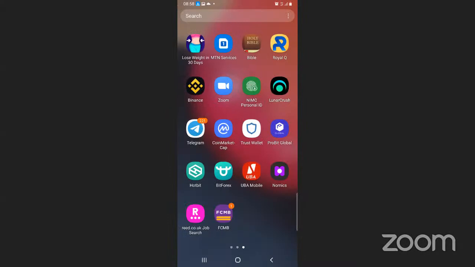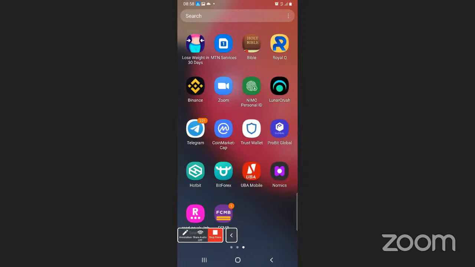Have you tapped on the Zoom? Yes. Then just go back once. Just tap on the back button once. All right, you're good. Then you open your RoyalQ. It's saying auto share audio off. You just tap on your RoyalQ application now. I'm already seeing your screen, please.